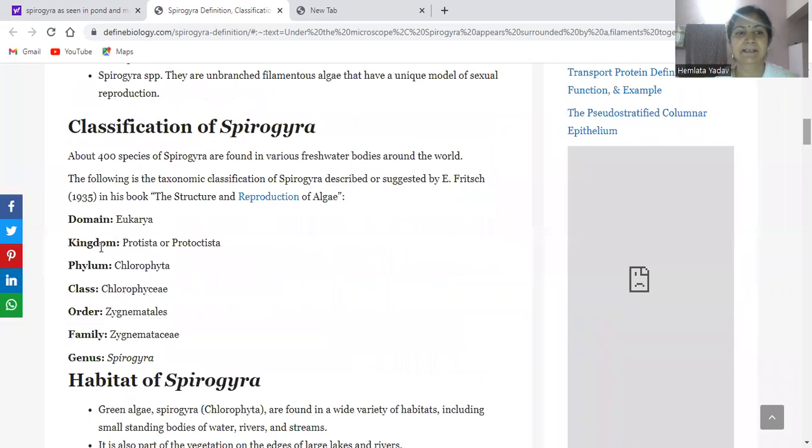So Spirogyra is green algae. Domain is Eukarya. This is the classification of Spirogyra. Kingdom is Protista. Phylum is Chlorophyta. Class is Chlorophyceae. Order is Zygnematales and family Zygnemataceae, genus Spirogyra.